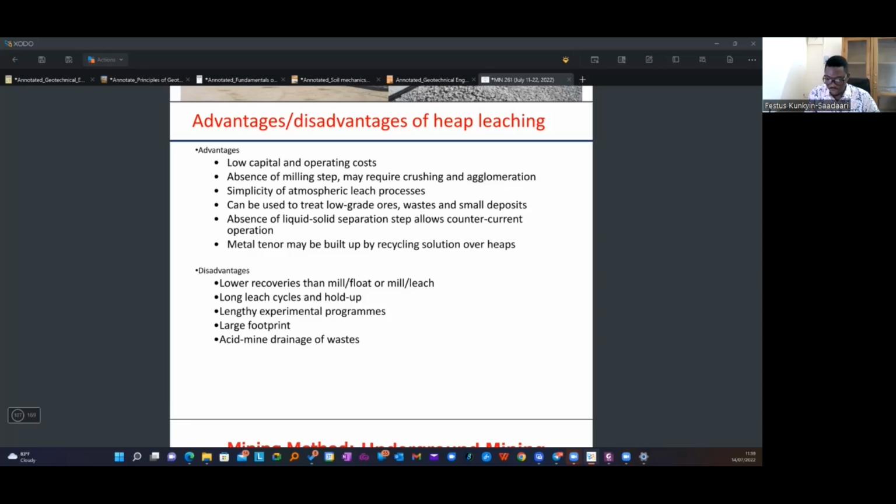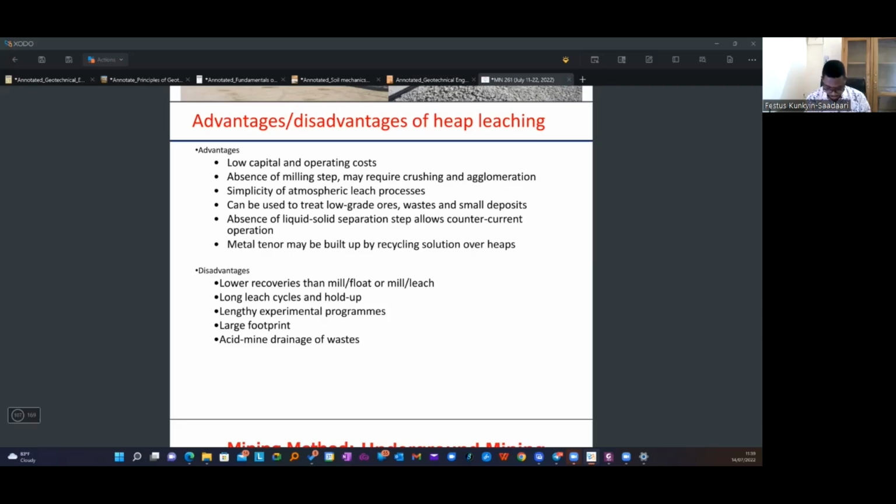Then simplicity of atmospheric leach process. So you have a simple process for this, and absence of liquid solid separation step allows countercurrent operation, and metal tenor may be built up by recycling solution over heaps.